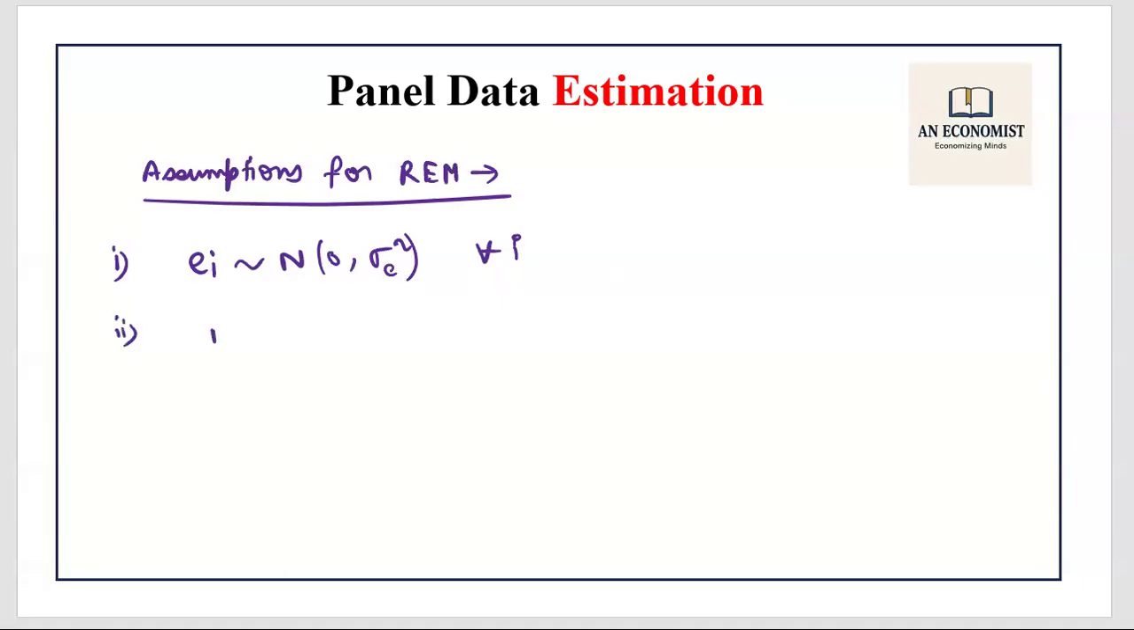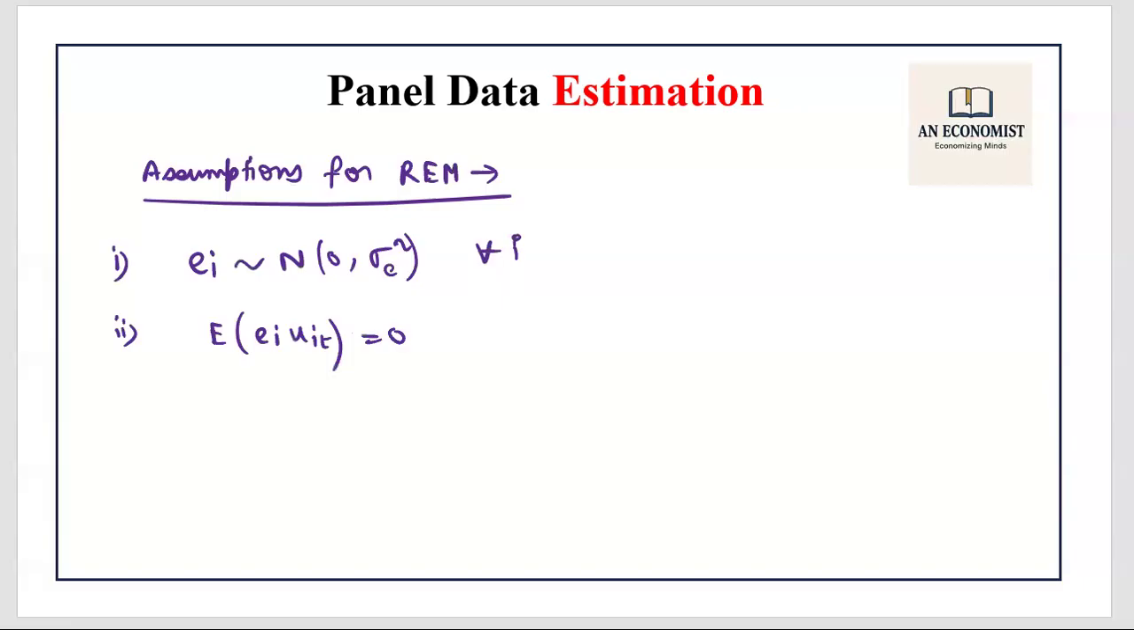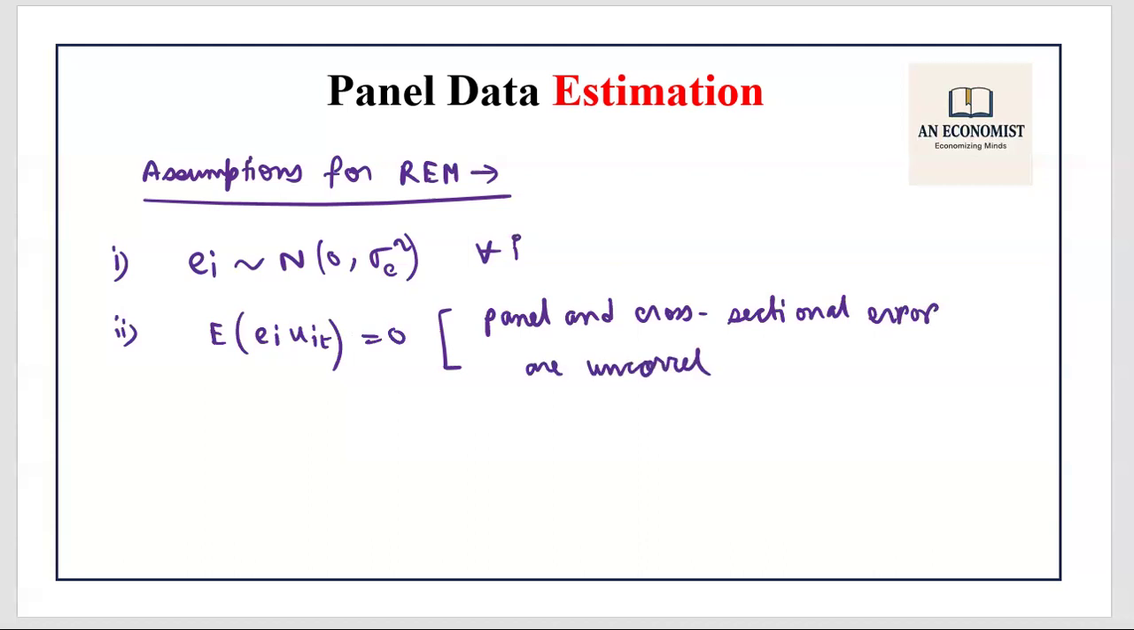Now the second assumption is that the expected value of Ei, uit should also be equal to 0. These two terms we have just introduced: Ei is the cross-sectional error and uit is the idiosyncratic error or the panel error. So panel and cross-sectional errors are completely uncorrelated. This is the second assumption.